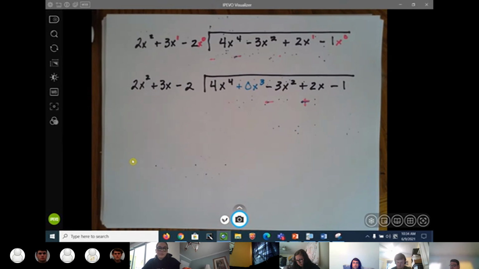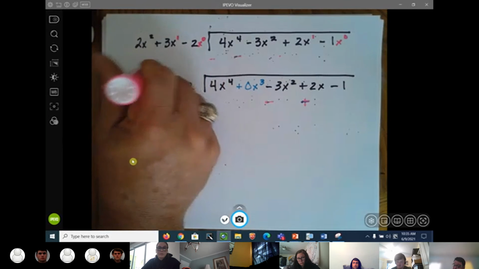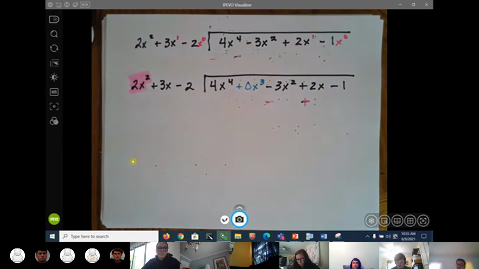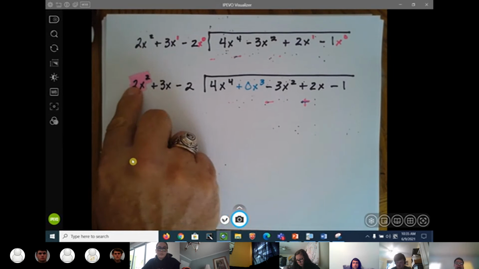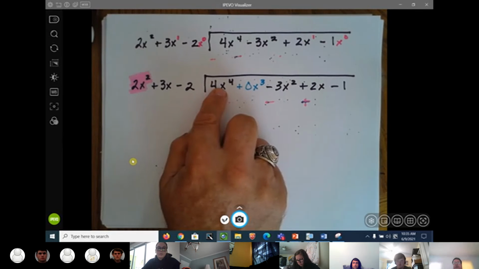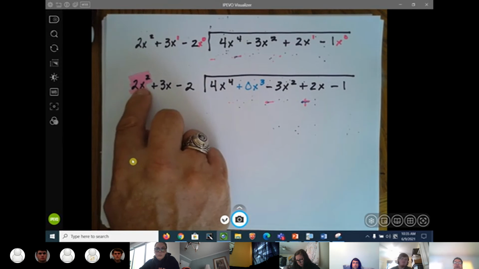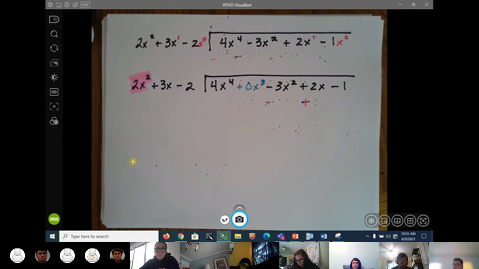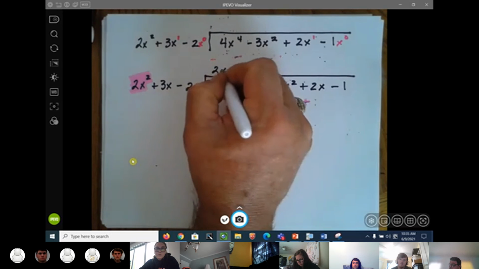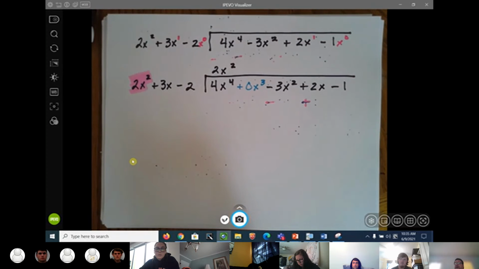Where's our kite? Our kite is right there. So you worry about this guy. How many times will this guy go into this guy? Now, don't say 2 times because 2 times is not right. How many times will 2x squared go into 4x to the 4th? It's called a Q. 2x squared. Thank you. Now you do your multiplication.